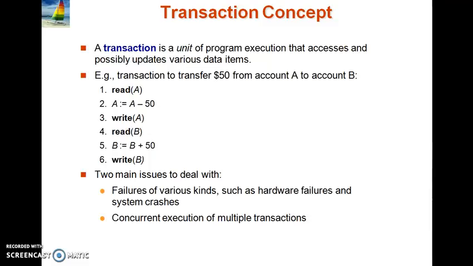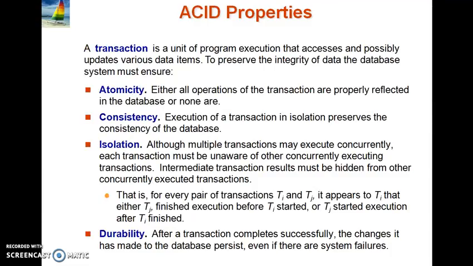Two main issues to deal with: failures of various kinds, such as hardware failures and system crashes, and concurrent execution of multiple transactions. ACID properties. A transaction is a unit of program execution that accesses and possibly updates various data items. To preserve the integrity of data, the database system must ensure atomicity. Either all operations of the transaction are properly reflected in the database or none are.